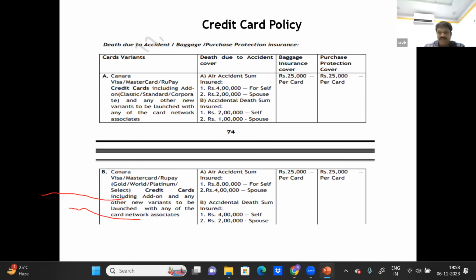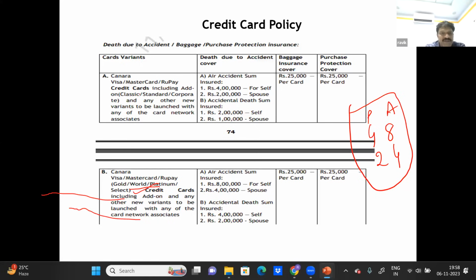For example, 4 lakhs, 8 lakhs. This is normal accident, this is air accident. For spouse it means 50%, 2 lakhs, 4 lakhs. This table we should know first. Same thing is written here, don't get confused. This is a huge amount, the best amount RuPay is giving. For which cards are they giving? Gold, World, Platinum credit cards only.